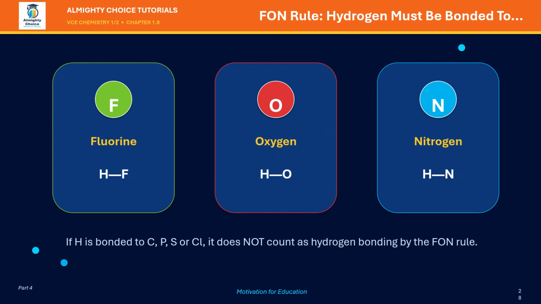Use the FON rule to identify hydrogen bonding. F stands for fluorine, O stands for oxygen, and N stands for nitrogen. Hydrogen must be bonded directly to fluorine, oxygen, or nitrogen. If hydrogen is bonded to carbon, phosphorus, sulfur, or chlorine, it does not count as hydrogen bonding under this rule.